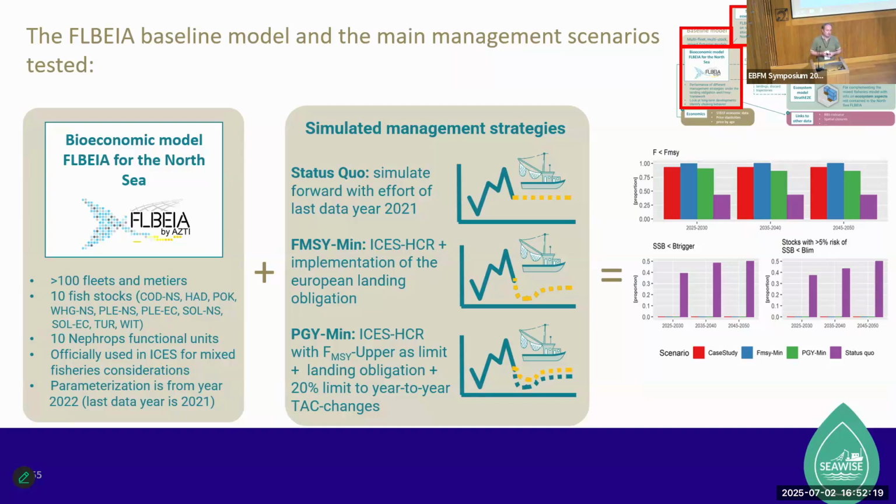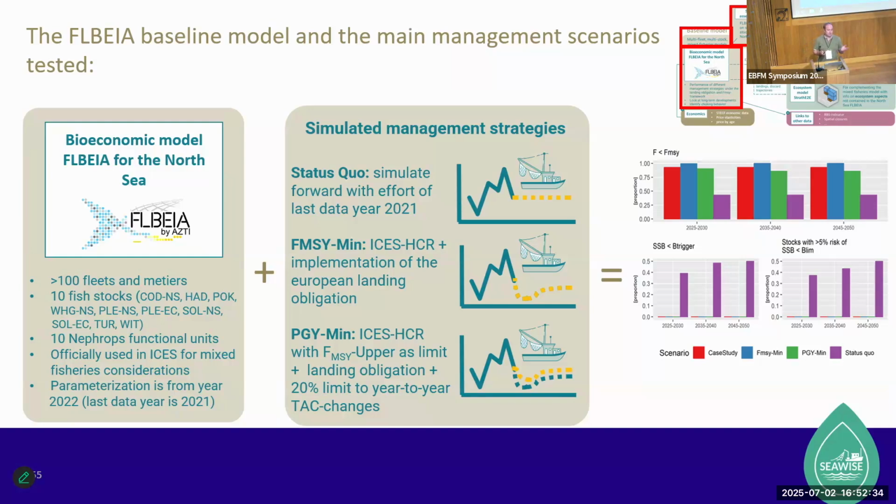To give you a bit more detail, our FL-BIA model has more than 100 fleets and métiers, and it covers the 10 most commercially important fish stocks, gadoids and flatfish species, and also 10 Nephrops functional units. It is officially used in ICES, and it is parameterized based on year 22.